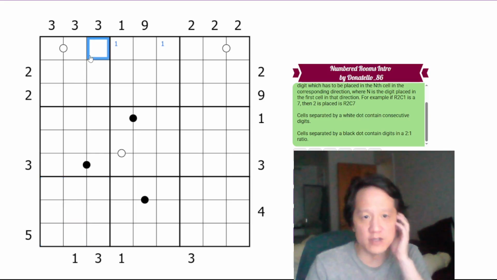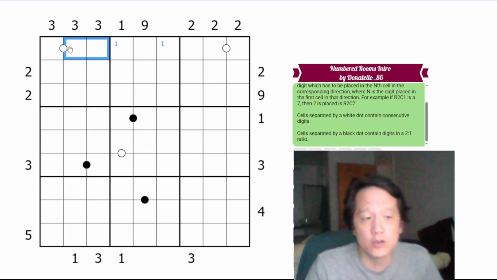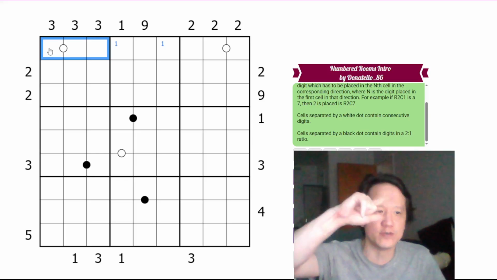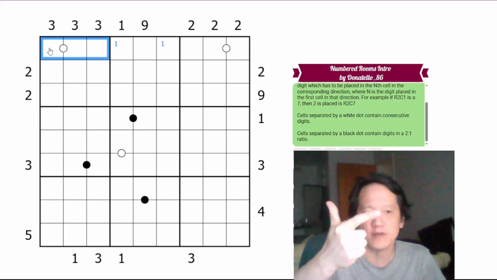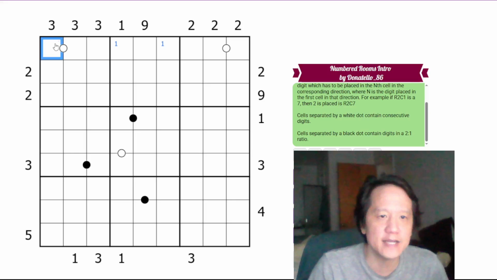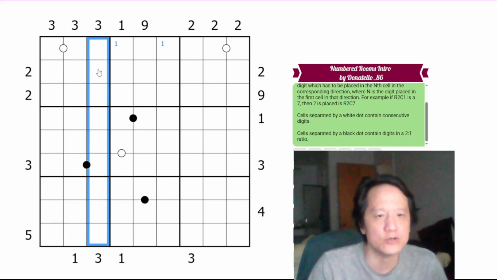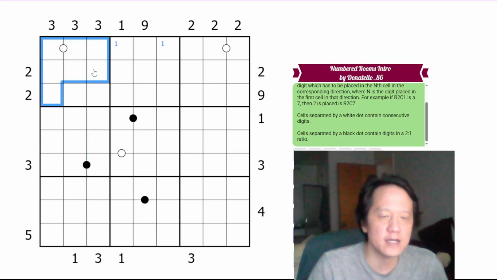So one of these is 1, 2, or 3. The other one is 4, 5, or 6, and then another one is 7, 8, or 9. So you have one from each of those sets: 1, 2, 3, 4, 5, 6, and 7, 8, 9. And that's anytime you have 3 of the same numbered rooms clues in the same boxes.